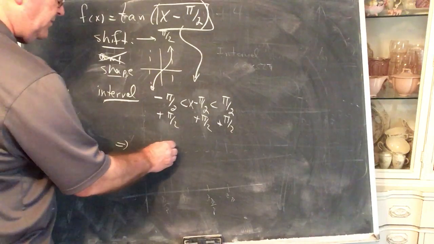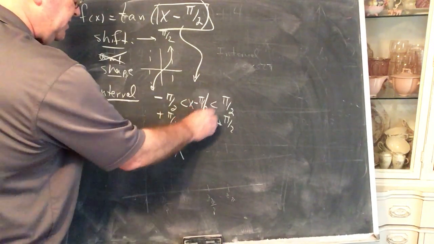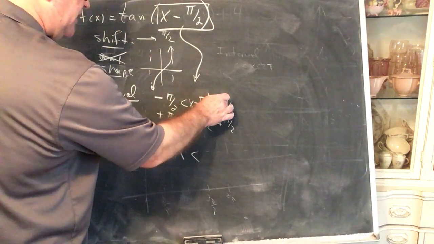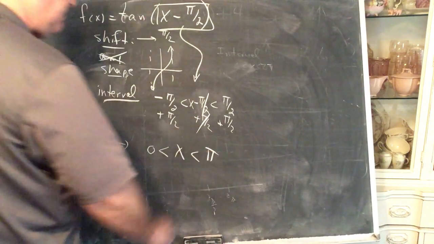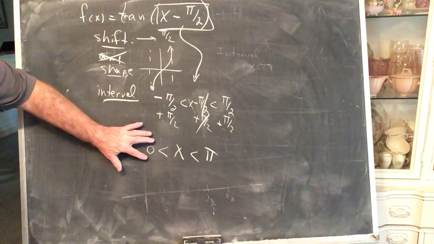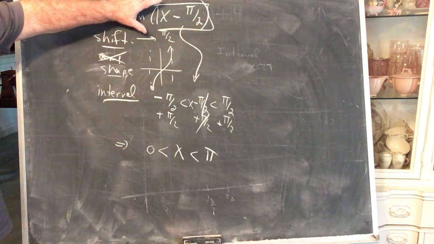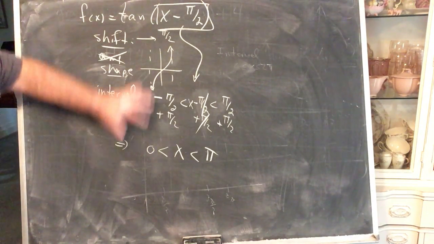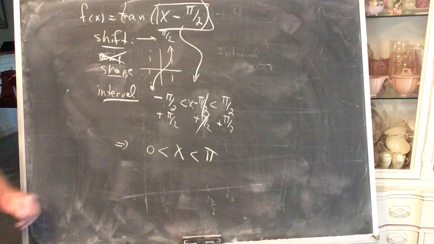That's 0. Those cancel. Pi over 2 plus pi over 2 is pi. So this is no longer the standard interval because we no longer have the basic shape function. We have shifted, and so this is the interval we're graphing over. I'll put this over here.